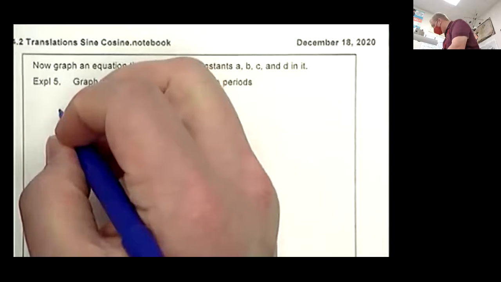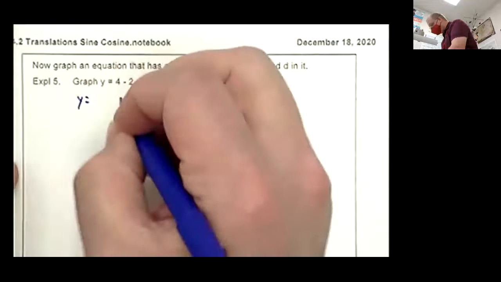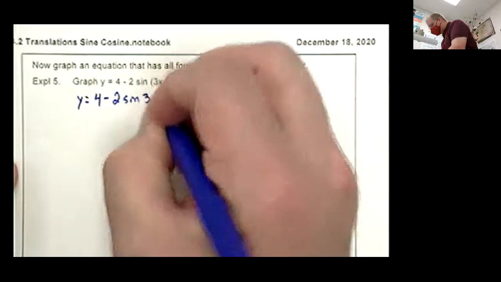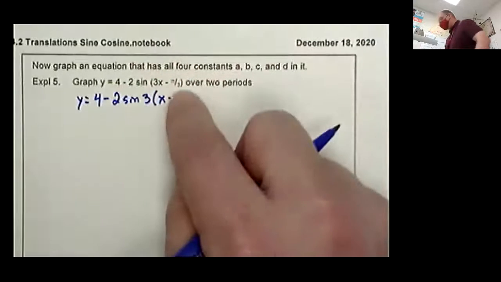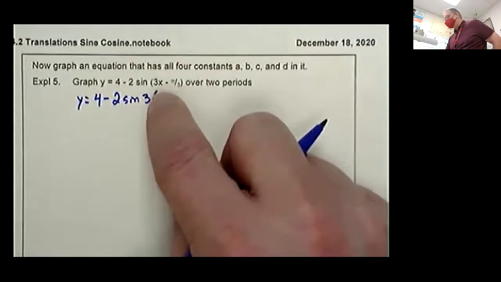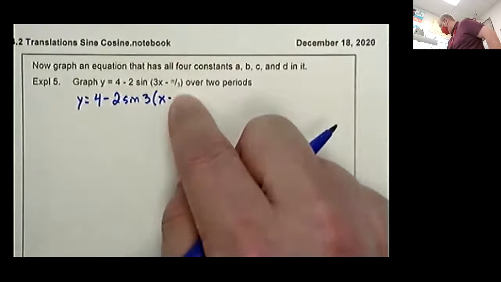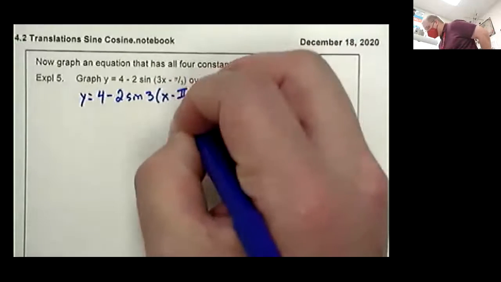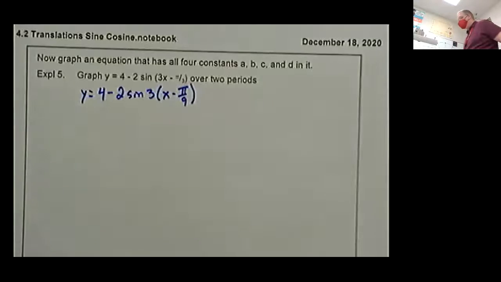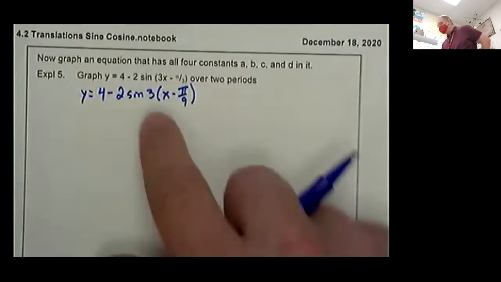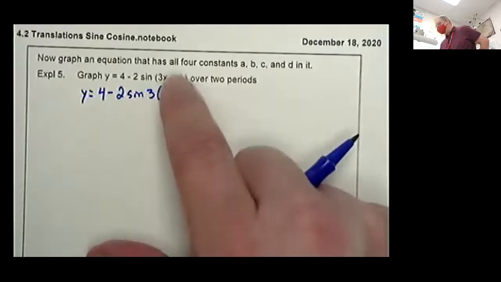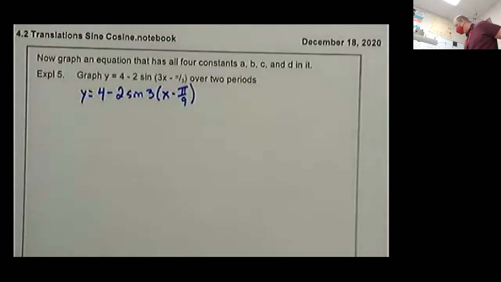So our new equation is going to be y is equal to 4 minus 2 sine, and the 3 comes out. There's already a 3 in the denominator, but we're still factoring out another 3. That means another factor of 3 has to go to the denominator, and that's pi ninths. Again, the way to check that is to multiply back. 3 times x is 3x. 3 times pi ninths is pi thirds. So there's our check step.